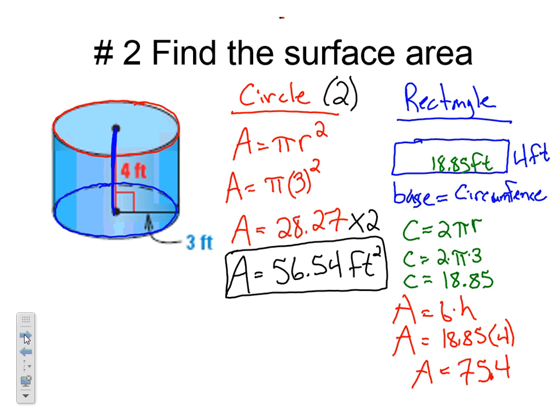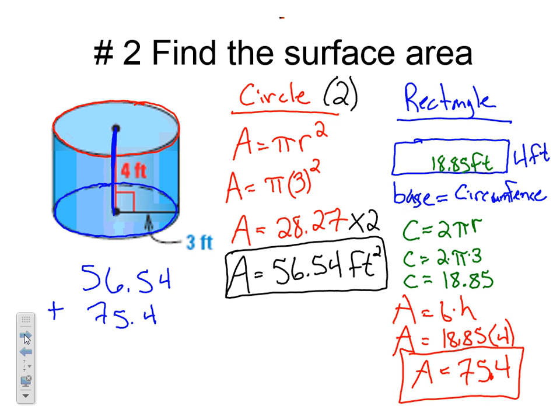Once I have the area of both circles and the area of my rectangle, all I'm going to do is come over here and add them together. So I have 56.54 plus 75.4. And for my answer, I'm going to get 131.94 feet squared.